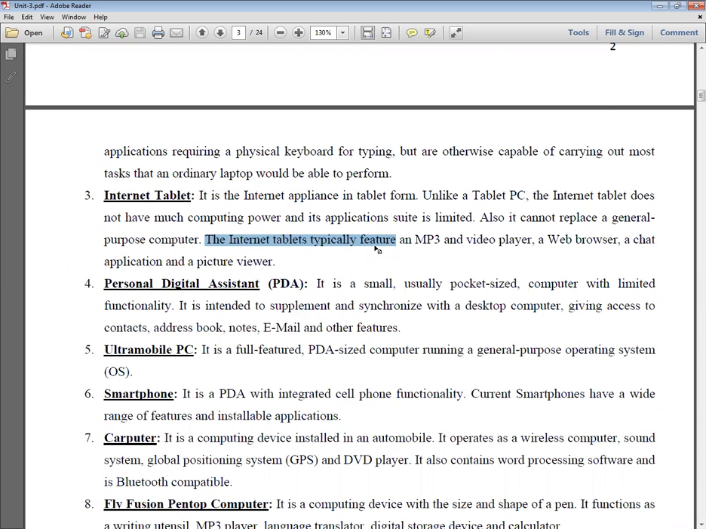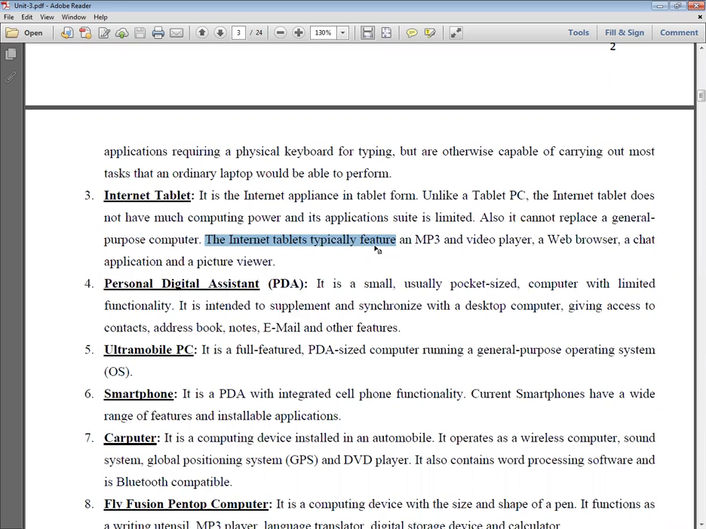Functionality. So it is intended to supplement and synchronize with the desktop computer, giving access to contacts, address book, notes, email, and other features. So what we can do by using a PDA is, we can give access to contacts, we can have an address book, and we can have some notes where we need to maintain regularly, and we can email from one person to another, and some other features.